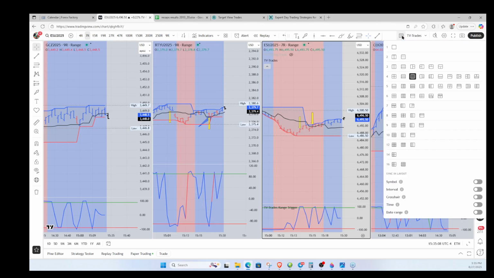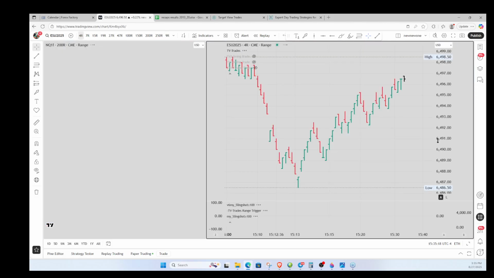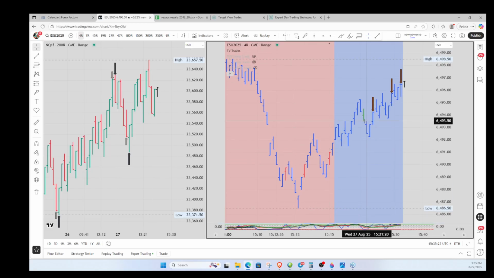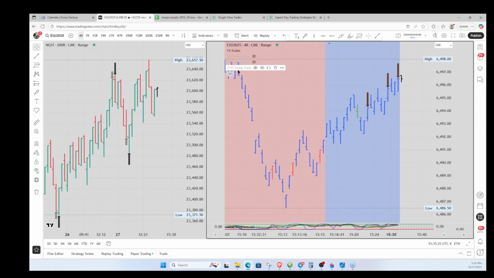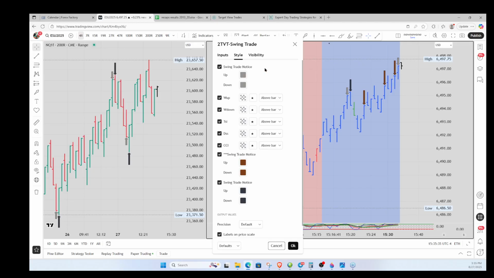Let me see if I can find it. I don't remember exactly which one of these it was. Try this. Yeah, you minimize that and turn on the swing trades. This one? Maybe. Swing notice, swing trade notice.